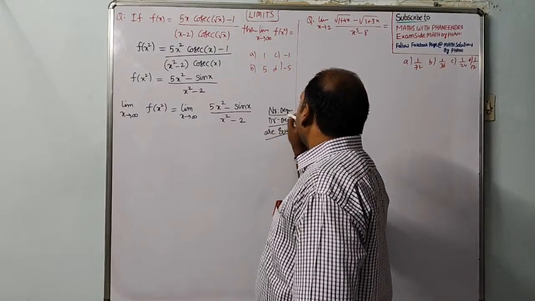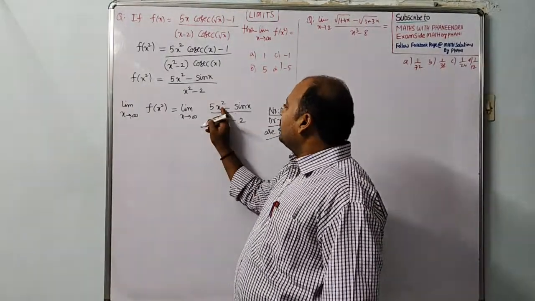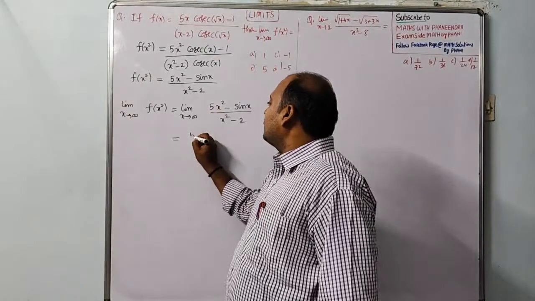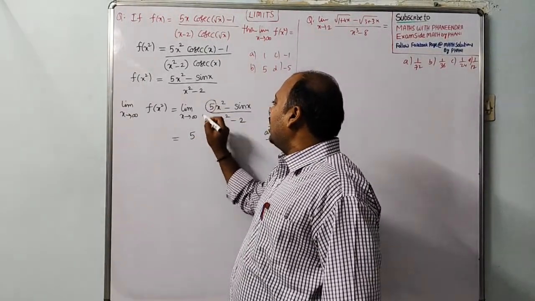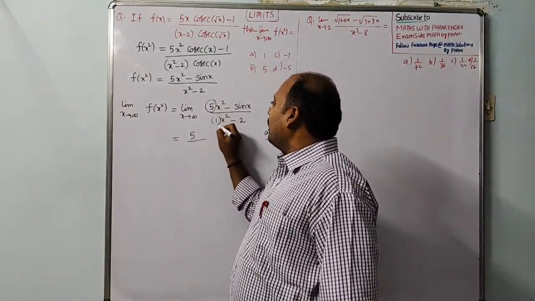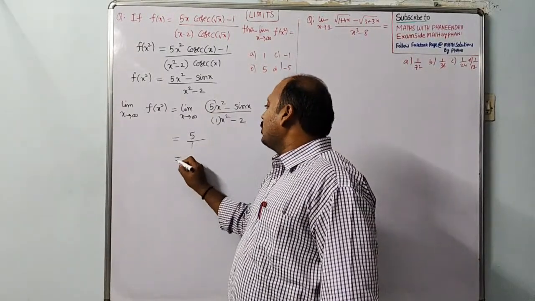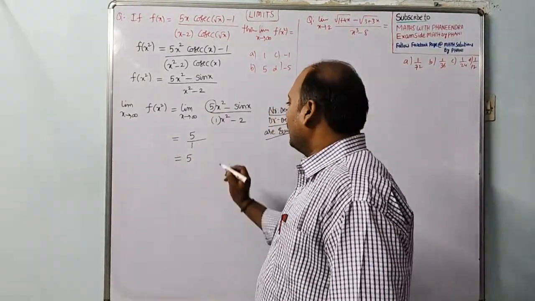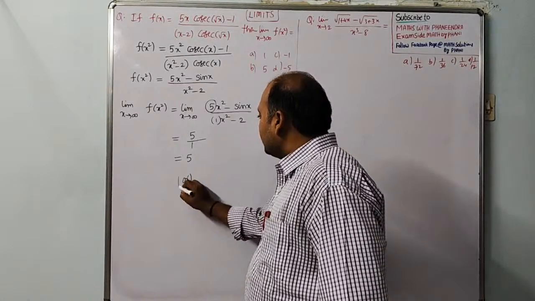Whenever the numerator and denominator degrees are equal, their coefficients will be the answer. The x square coefficient in the numerator is 5, and the x square coefficient in the denominator is 1. So it is 5 by 1. Otherwise, we will do it in this way, dear students.